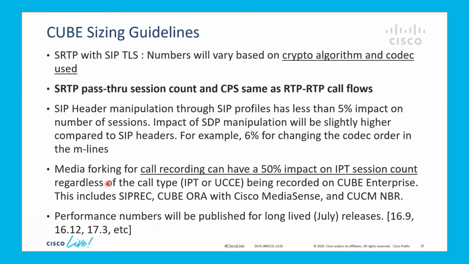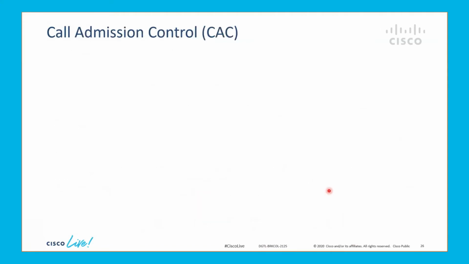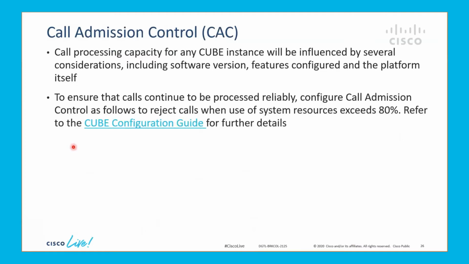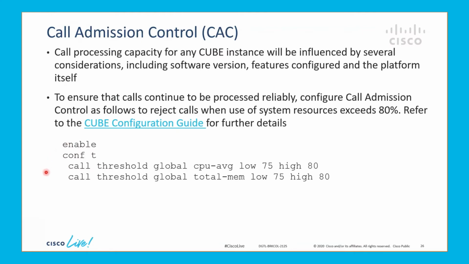We'll try to publish numbers for long-lived releases, which means the numbers in this deck are applicable to the latest 16.9, 16.12, and 17.3 iOS XE releases. Again, as we mentioned, call processing capacity for any Cube instance is influenced by several different considerations, including the iOS XE release and the features you have configured on the platform. Our general guidance is to take advantage of the call admission control feature on the Cube, whereby we recommend that you configure CAC for CPU utilization and total memory at around 80% resource threshold.